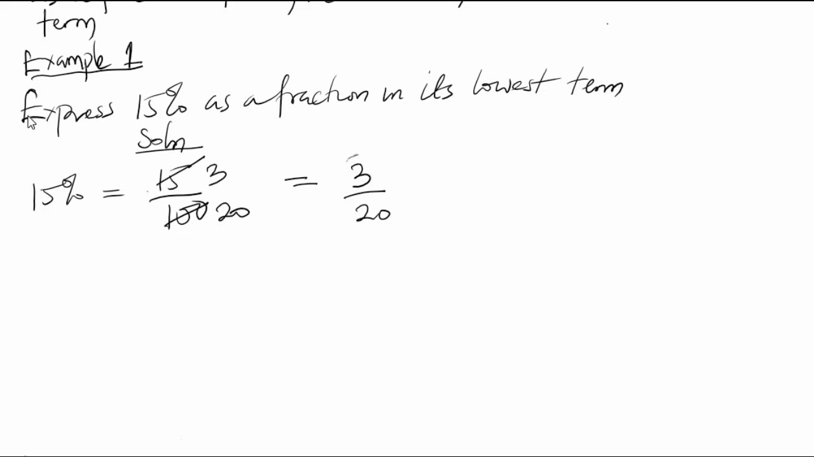Now you see that nothing more can divide this fraction. There is no other factor that can divide this fraction to reduce it further. So 3 over 20 is the lowest term. Simple. We'll take another example.